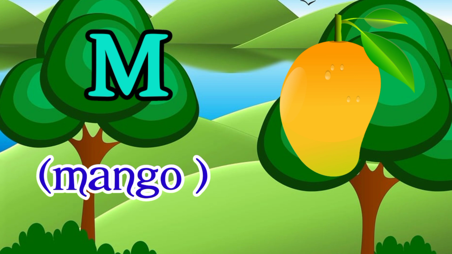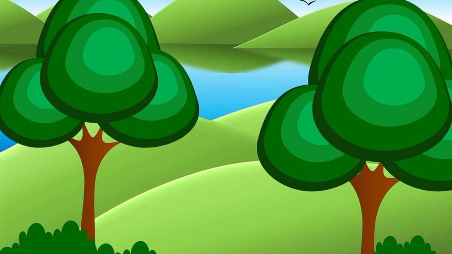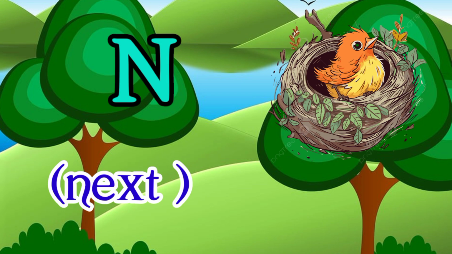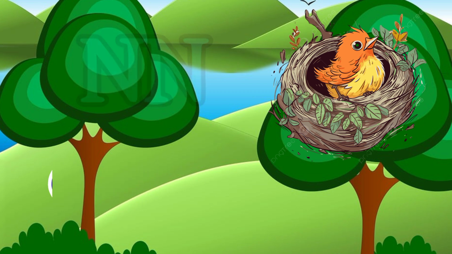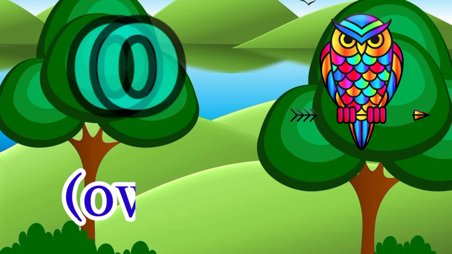M for mango, mango means aam. N for next, next means hosla. O for owl, owl means ullu.